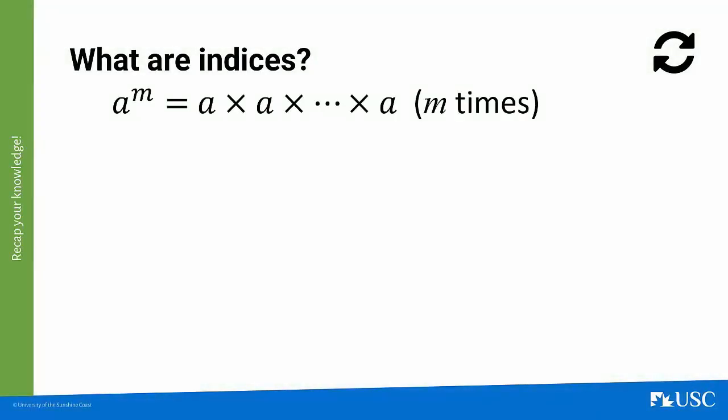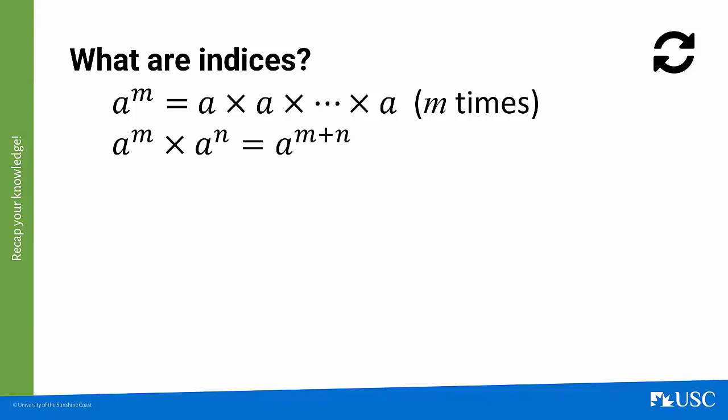Indices are used as a shorthand way of writing repeated multiplication. a to the power of m means a multiplied by a times a, m times. Notice that it is not the same as a times m.